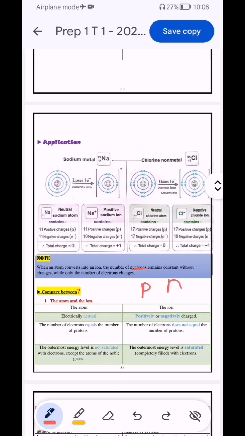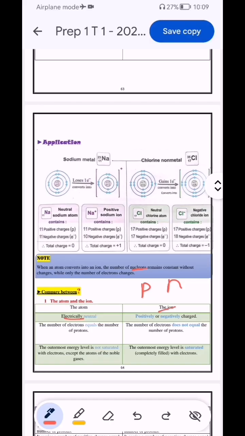So now we will make a comparison between the atom and the ion. Firstly, the atom is electrically neutral because the number of positive protons equals the number of negative electrons. But the charge of an ion may be positive or negative. If it's an ion of a metal, it will be a positive ion. If it's a non-metal, it will be a negative ion.